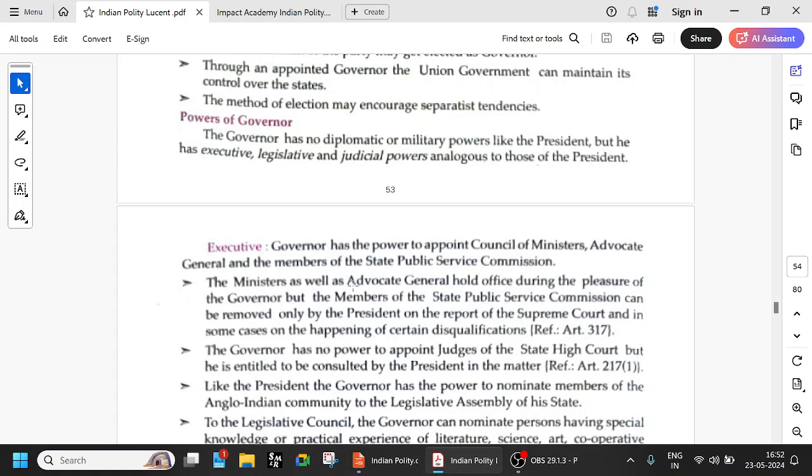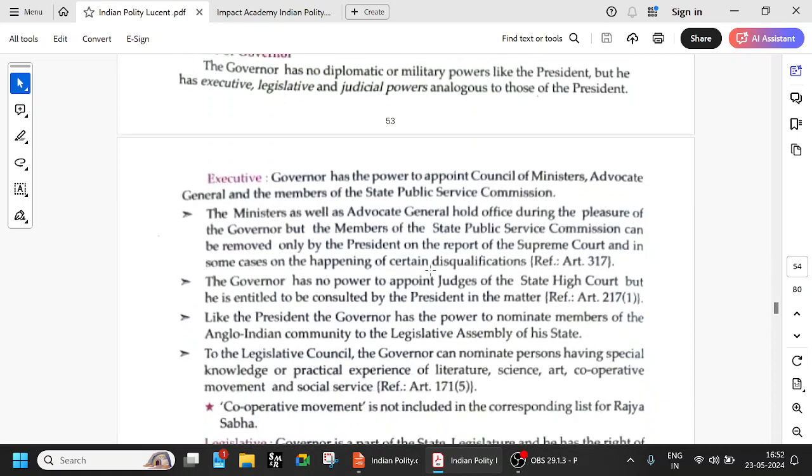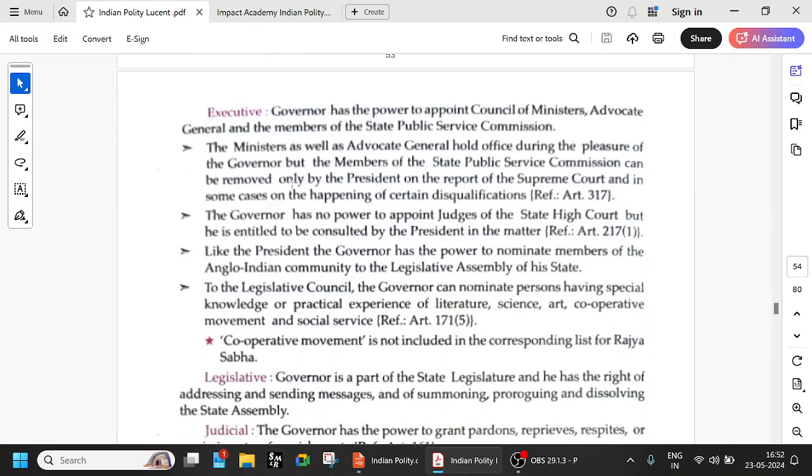If you talk of the executive, the governor has the power to appoint the council of ministers, including the chief minister, advocate general, and the members of state public service commissions also. So, APPSC chairman, etc. Okay. So, this you have to remember, because if you talk about the Chief Justice of India, he is appointed by the president. I mean, the oath is administered by the president. But in the case of Chief Justice of High Court, the oath is not administered by the governor. It is administered by the president only. So don't try to link everything. Try to have clarity. Okay.